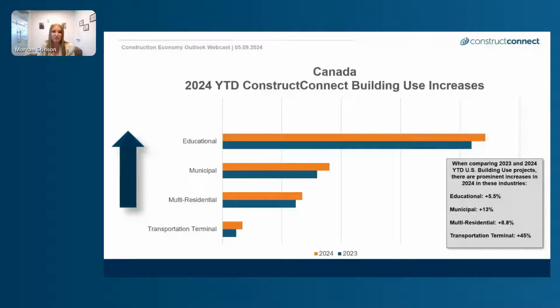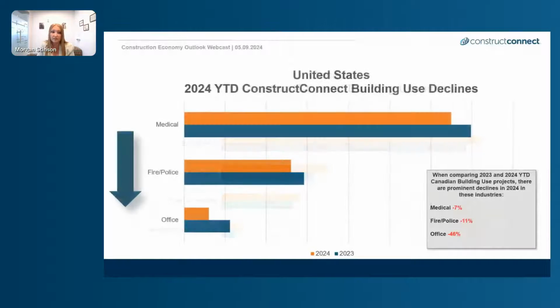Next, we'll shift our focus to the sectors that have experienced some declines. Similar to what we've observed in the U.S., Canada is also experiencing a decline in office projects. In addition, there have been some noticeable decreases in fire and police projects as well. Most of this is due to budgets. We spoke earlier about the cost of construction now being higher than it once was, and that's why we believe we've seen a decline in this building use.